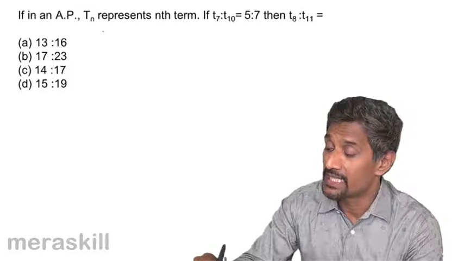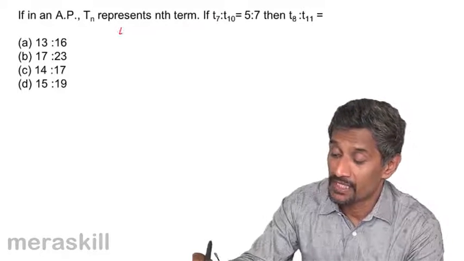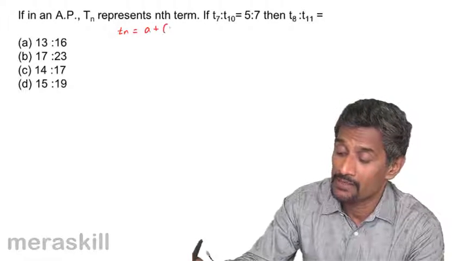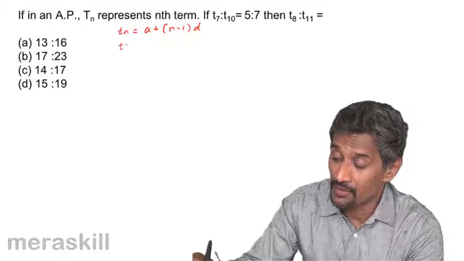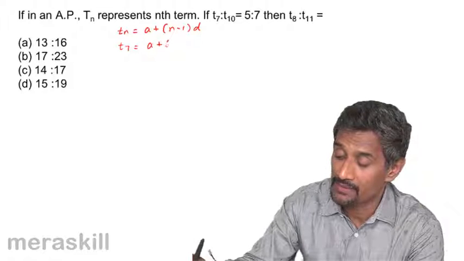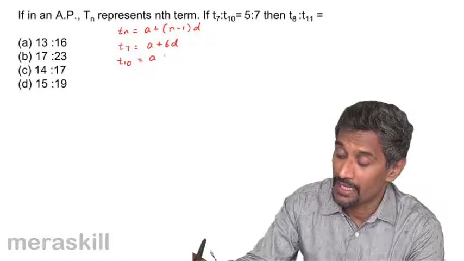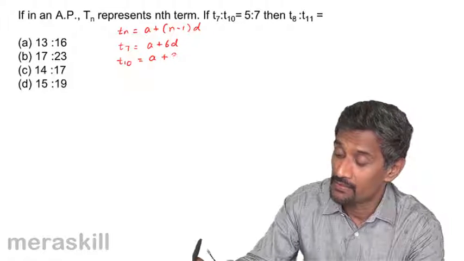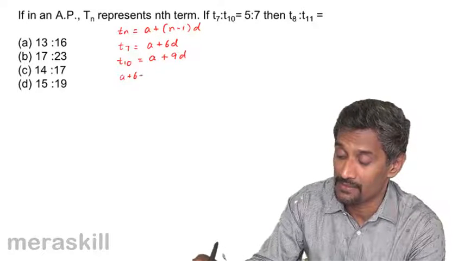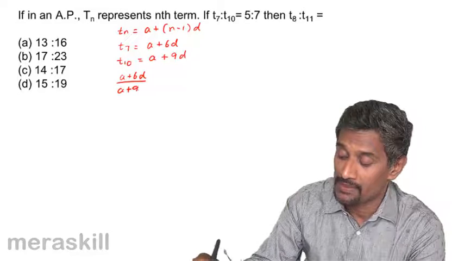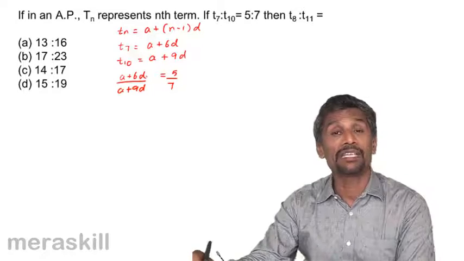T7 is to T10 is 5 by 7. Now if you see, Tn is a plus n minus 1 into d. So T7 on that basis is going to be a plus 6d, and T10 is nothing but a plus 10 minus 1, 9d. So this ratio T7 by T10, that is a plus 6d upon a plus 9d, has been given as 5 by 7. Now you have been asked to find T8 is to T11.